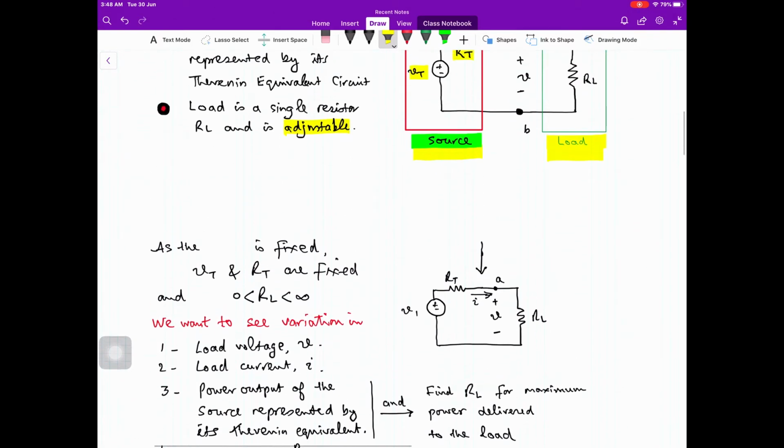Now, the source circuit, which is to the left of this red line, and the load, which is shown over here, we will see how load voltage will vary, how load current will vary, and how the power delivered to this load resistance will vary by varying the load. We will also see another parameter, which is power efficiency.